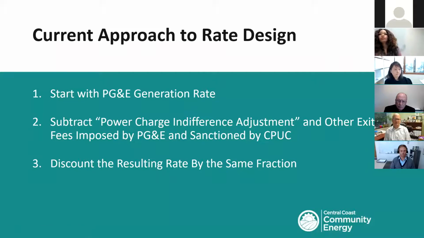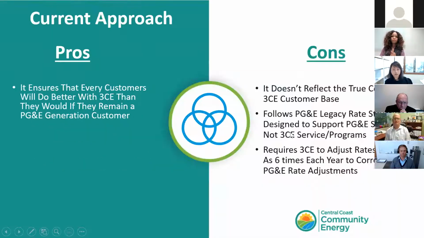So with our current approach to rate design and the way that we have put our rates in place to date, we started with a structure that actually began with PG&E's generation rate. And from that existing generation rate, we subtracted the power charge indifference adjustment, or PCIA, and any other exit fees that are imposed by PG&E and have been sanctioned by the CPUC. At the end, we took that number and we discounted the resulting rate by the same fraction across the board. So ultimately, that means that every customer received the exact same discount off of those generation rates.